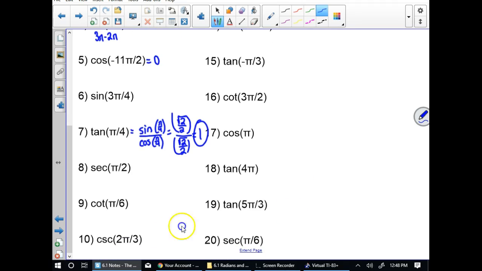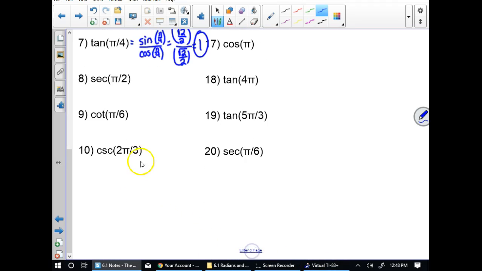Let's skip down here. Let's do cosecant of 2 pi over 3. So we'll skip down here to number 10. Cosecant of 2 pi over 3. Cosecant's not on the unit circle. So cosecant is going to be 1 over, is it sine or cosine? It's sine of 2 pi over 3.